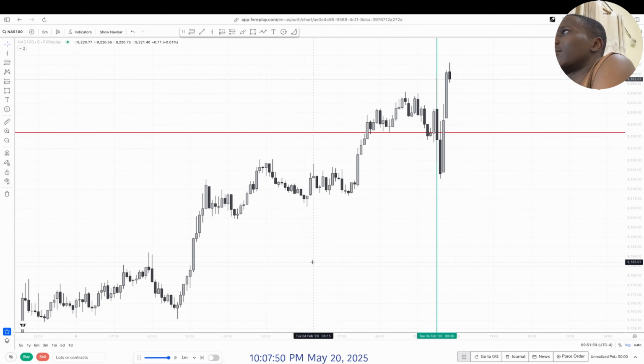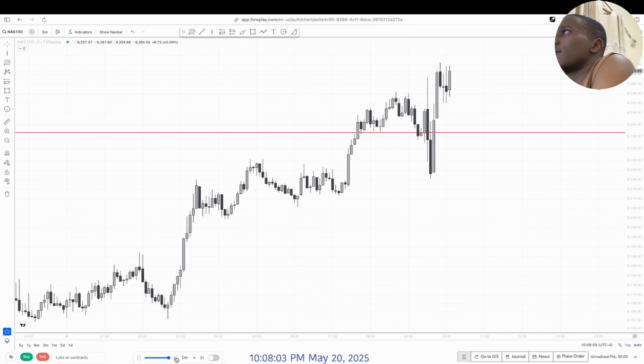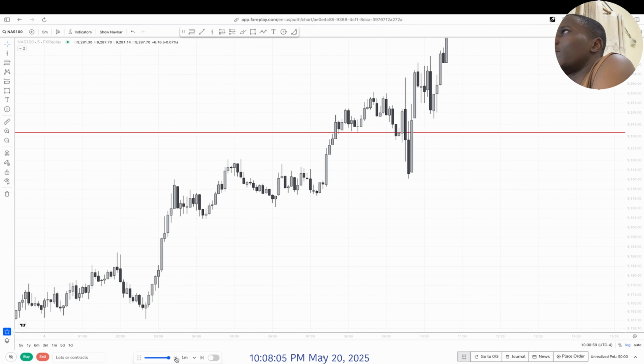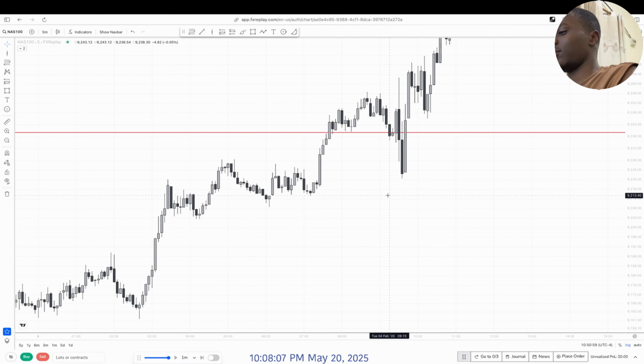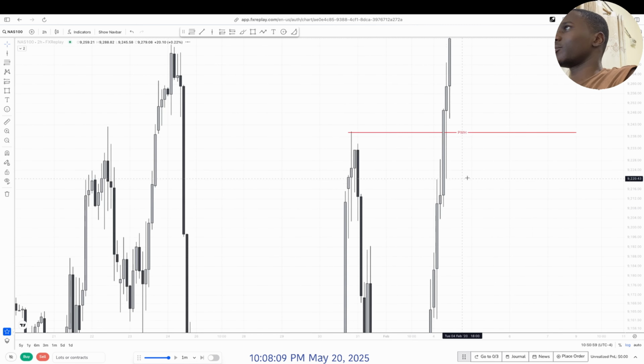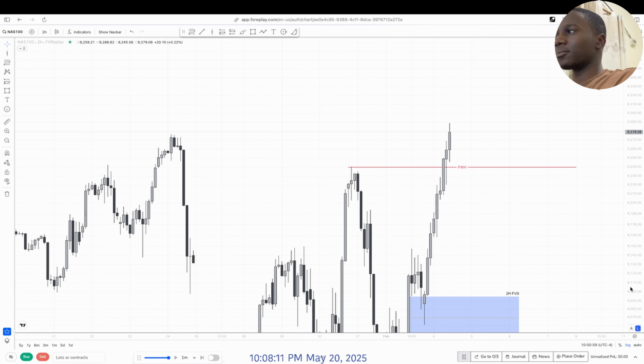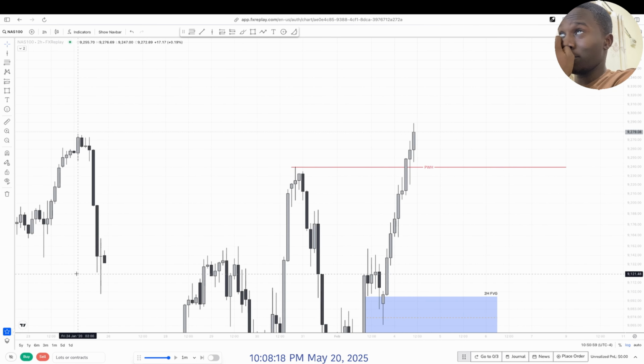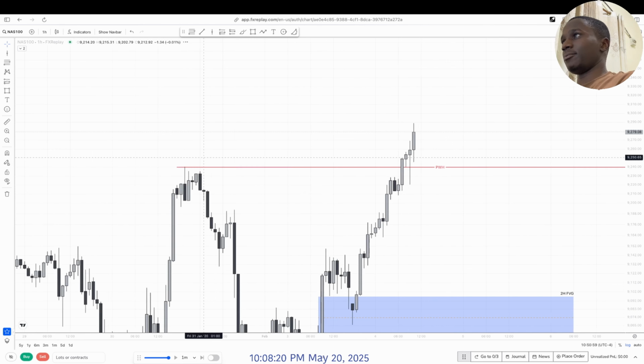Okay, so by the open of New York, we first went a bit rogue by taking out this high and even dropping low into this fair value gap, and now we are dropping. Okay, let's go to the 2 hour to give us an image. So we also took out this buy side liquidity, which means we created the all-time high. I mean, this is nice.